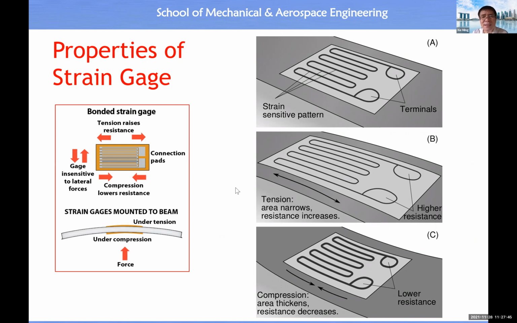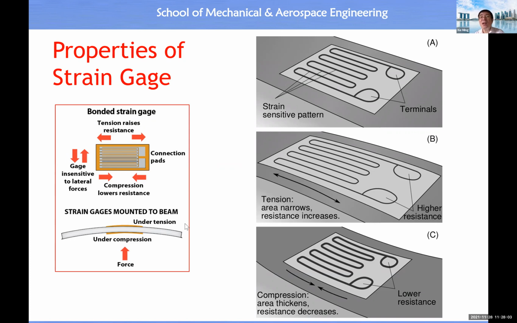And this is one more slide. We show you the property of a strain gauge. Okay, so on tension, the resistance of a strain gauge will increase. On compression, the resistance of the strain gauge will reduce.